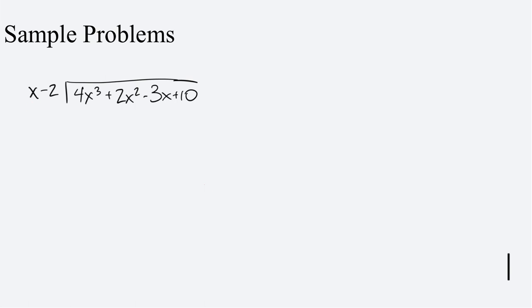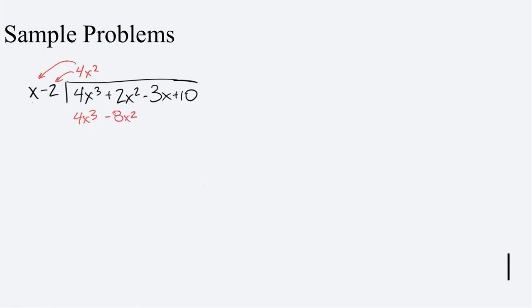So we look to the x. How many times does x go into 4x cubed? 4x squared times. Then this is how we multiply. 4x squared times x is 4x cubed. Then we do this. 4x squared times negative 2 is negative 8x squared.